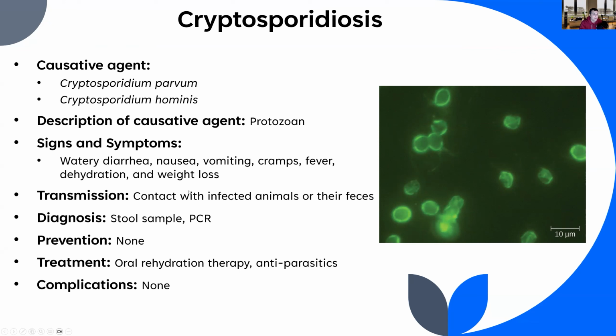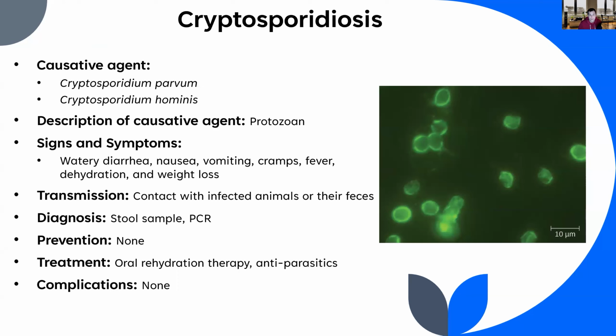This is typically spread by coming into contact with an infected animal, in particular their feces. So you can get exposed through cow manure, for example, or if you happen to have a job that involves being around other people's feces, if they're infected with Cryptosporidium, you can get it as well. You can diagnose this through a stool sample or through PCR.